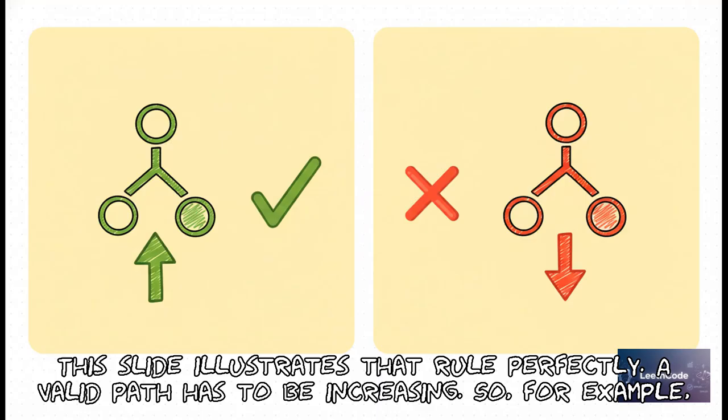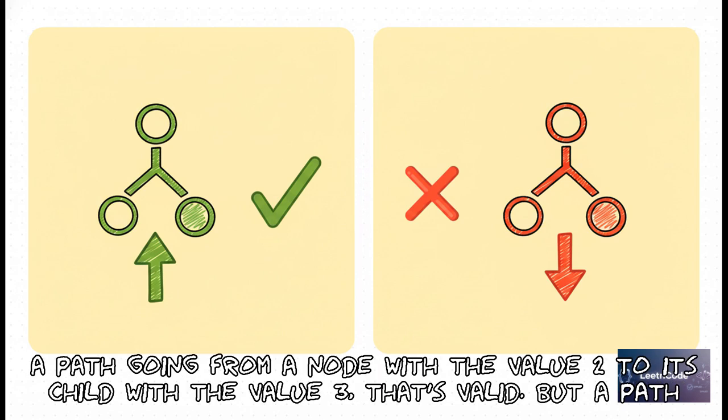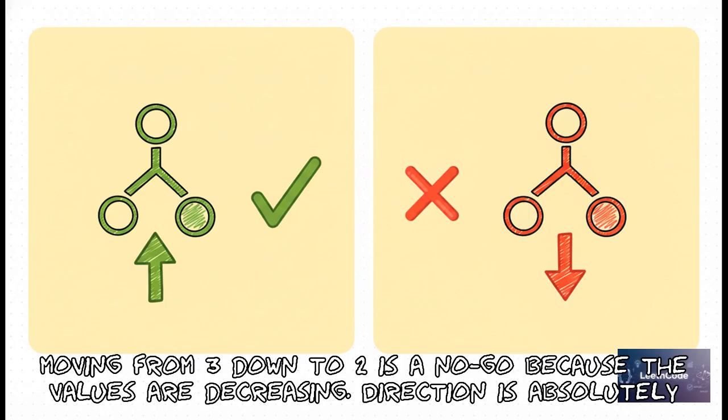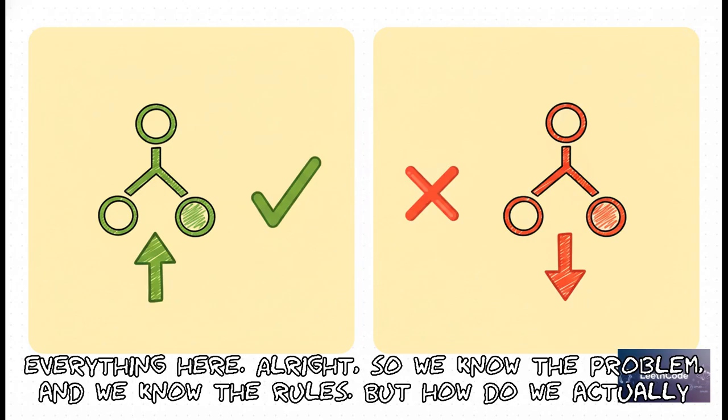This slide illustrates that rule perfectly. A valid path has to be increasing. So, for example, a path going from a node with the value 2 to its child with the value 3, that's valid. But a path moving from 3 down to 2 is a no-go because the values are decreasing. Direction is absolutely everything here.